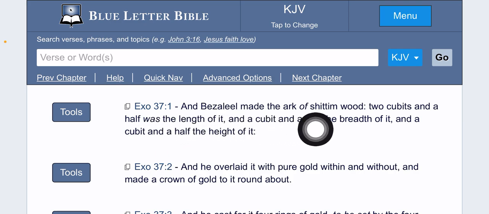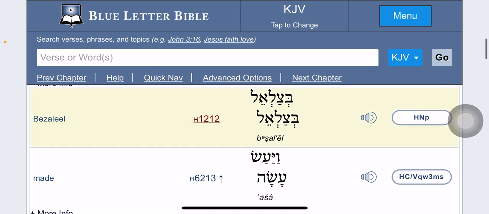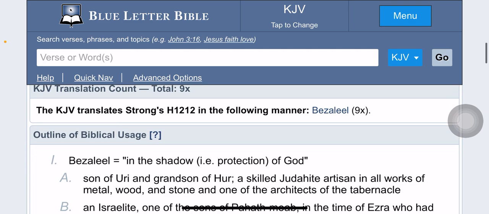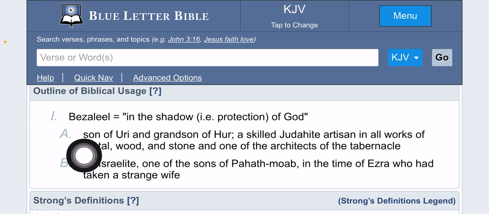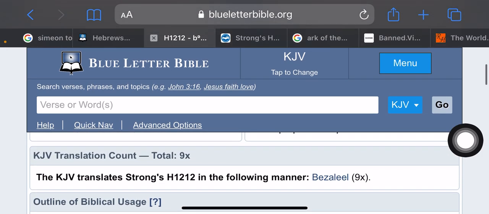Bezalel made the ark of shittim wood. This is a Judite from the tribe of Judah. He was blessed with the skills of doing this work. Bezalel is the man that actually built the Ark of the Covenant. It says, son of Uri and grandson of Ur, a skilled Judite artisan in all works of metal, wood, and stone, and one of the architects of the tabernacle. Okay, so let's get back to it.